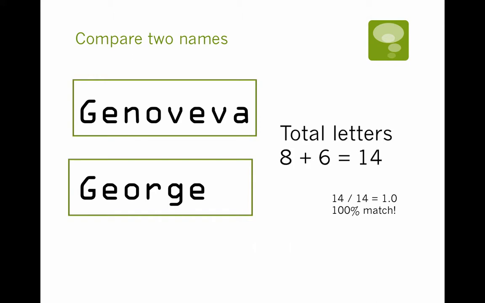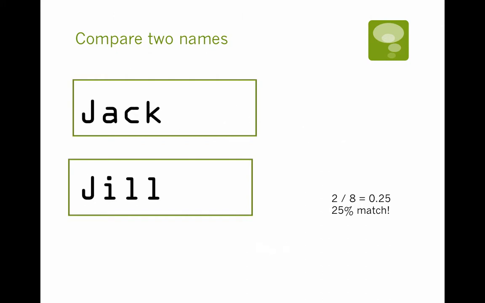Now, that is a pretty good match. So Henoveva and George are going to come up really high on the match. However, here's another pair, Jack and Jill. You can see that the letter J matches in there, so we get 2 matches out of 8 letters, and we'll get a 25% number.